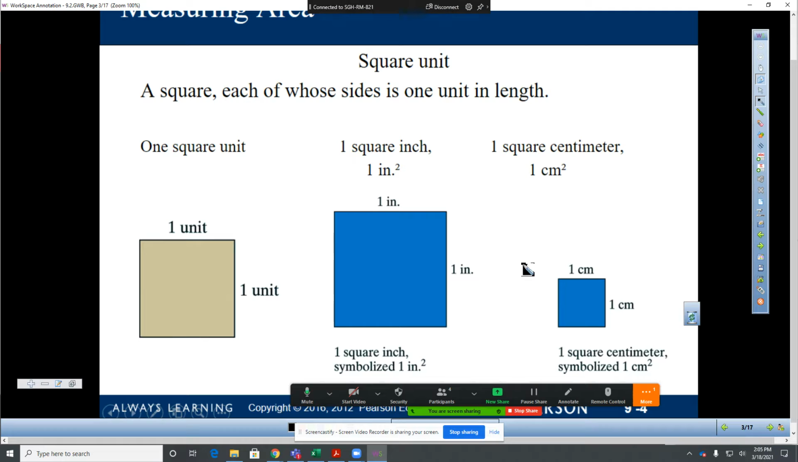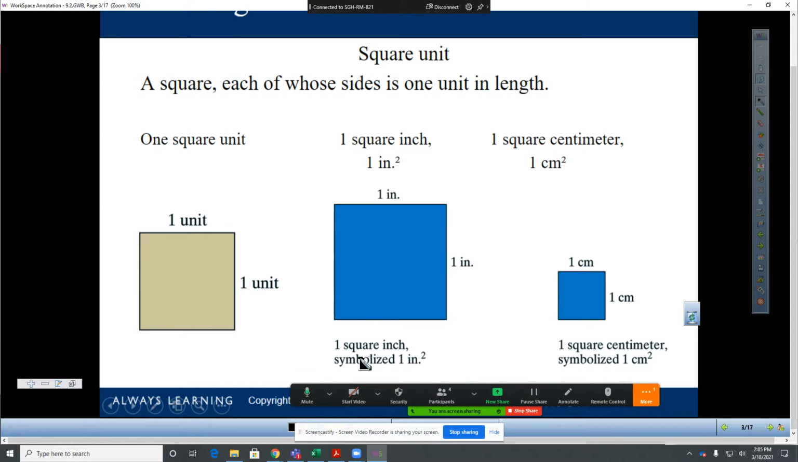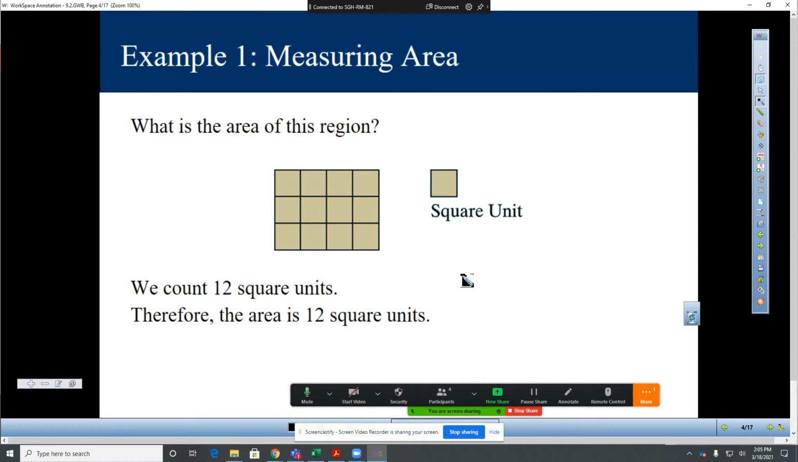All right, area deals with square units, right? If we have something that's 1 unit by 1 unit, to find the area, you multiply it. That's not really what we're doing today, but 1 times 1 is 1. This is 1 square unit. So if it's a 1 inch by 1 inch, that's 1 square inch. 1 centimeter by 1 centimeter is 1 square centimeter.